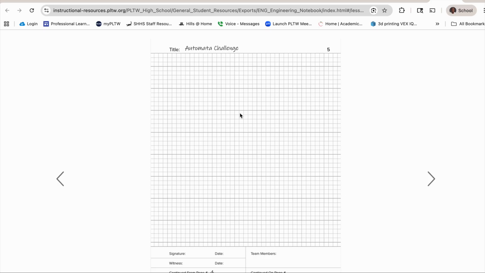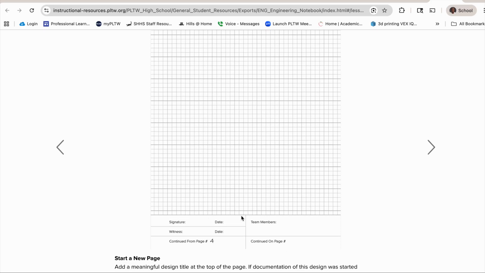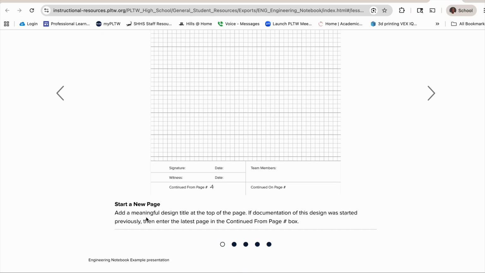Top of every page is going to have a title. You're going to write whatever it was that we were working on at that particular time. You're going to sign and date the bottom of the page before we go to another page. If something continues on, you can write it continues on the next page. So we start a new page, with the title at the top of the page, and documentation that this design was started previously, entered on the page before.